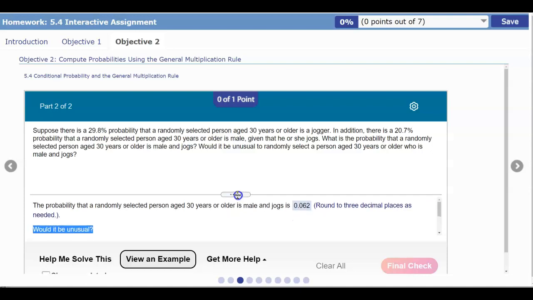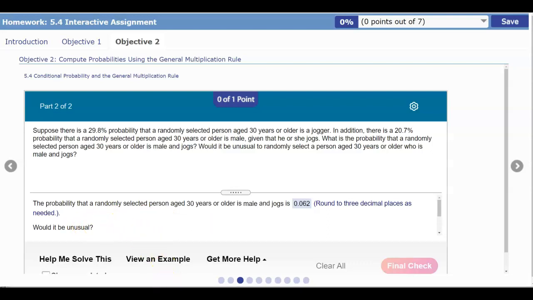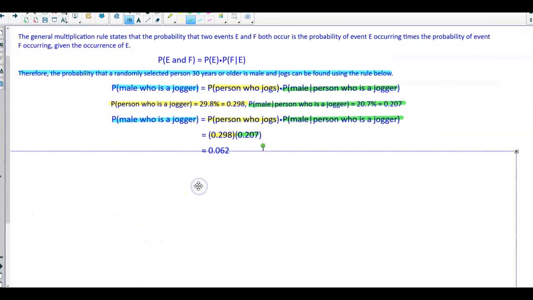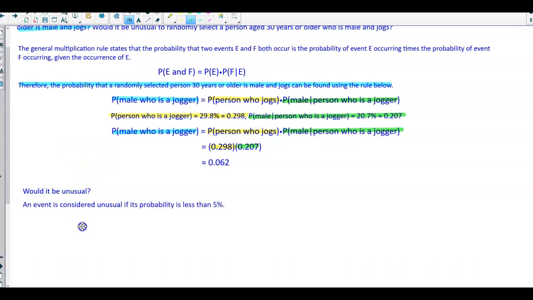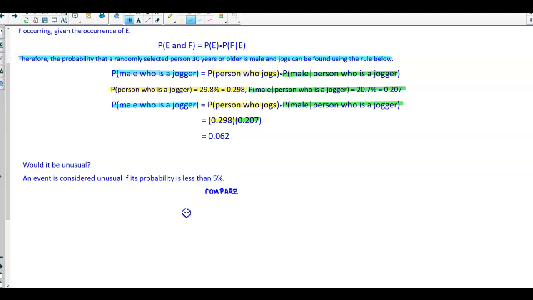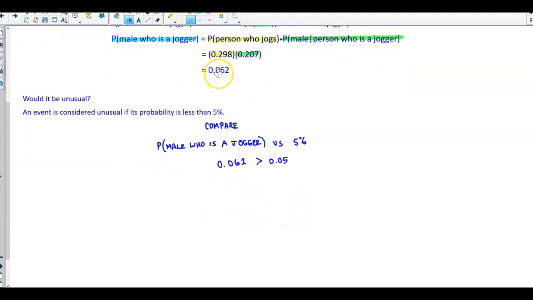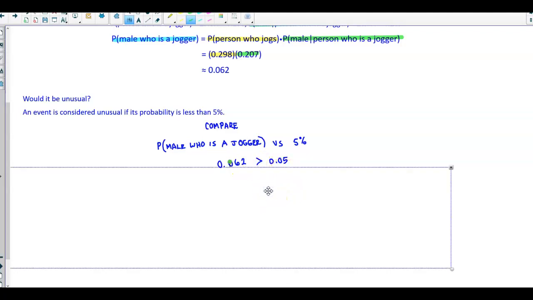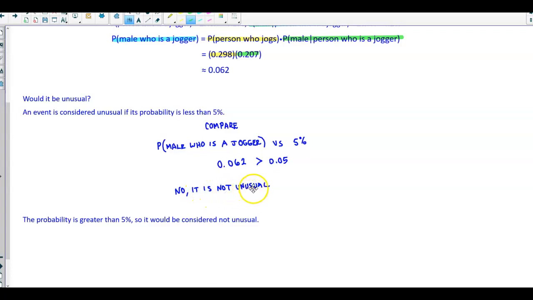Now the next question is, would it be unusual? Well, let's take a look at that. An event is considered unusual if its probability is less than 5%. So we're going to take the probability that we have up here, 0.062, and compare it. The probability of a male who is a jogger versus 5%. Well, we found that the result is 0.062, which is greater than 0.05. And if it's greater than, then we would say no, it is not unusual. So the probability is greater than 5%, so it would be considered not unusual.